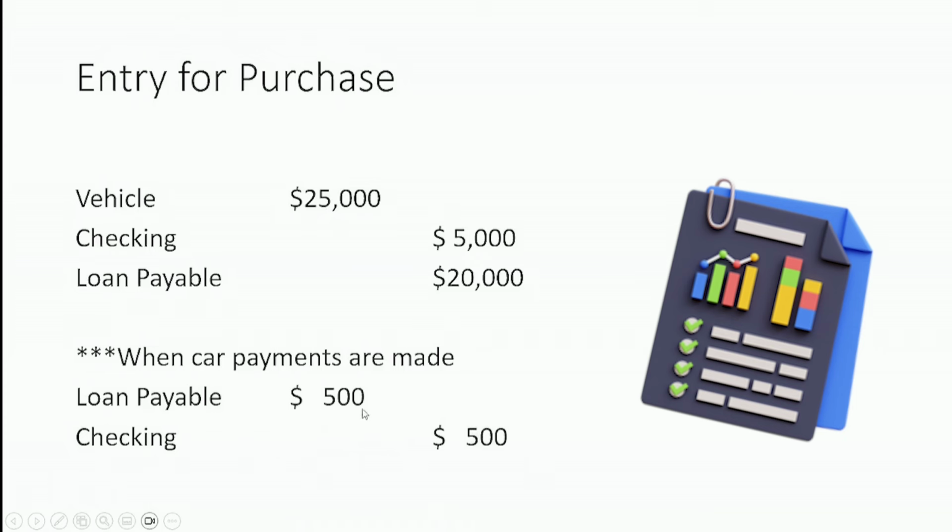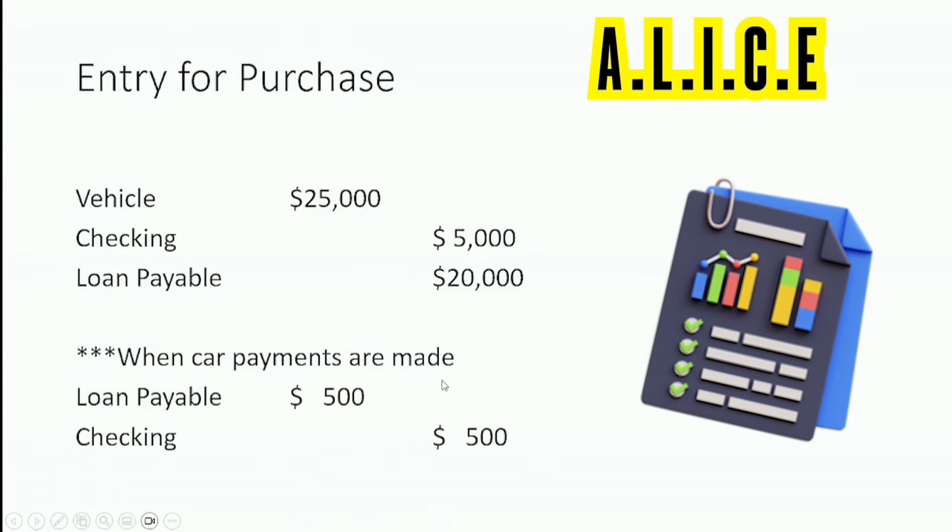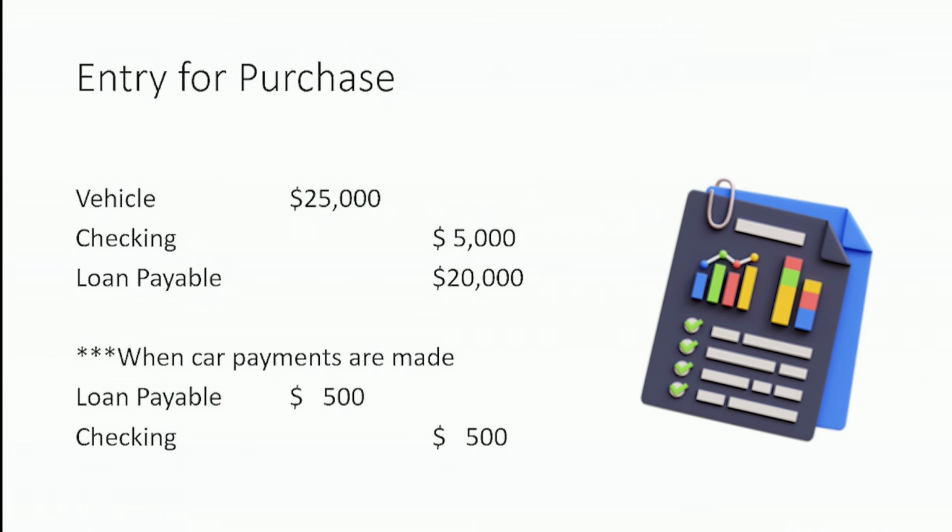Again, if we look at our chart, our assets and our expenses, a debit is the only thing that will increase those two accounts. So when we debit our liability account right here, then what happens is we're decreasing that loan payable. And when we credit our checking account, we're decreasing our assets.